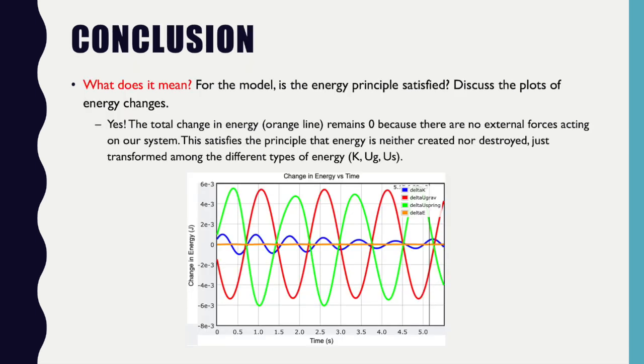To conclude this experiment, here are some questions pertaining to our models. What does it mean? Is the energy principle satisfied? Discuss the energy change plots. Yes. In our model, the total change in energy, the orange line, remains 0 because there are no surroundings or external forces acting on our system. This satisfies the energy principle, which states that energy cannot be created or destroyed, but rather it is transformed between the different types of energy, as you can see with the red, blue, and green lines.